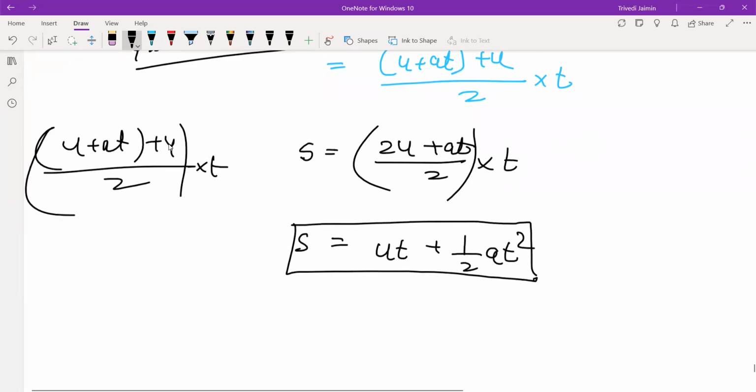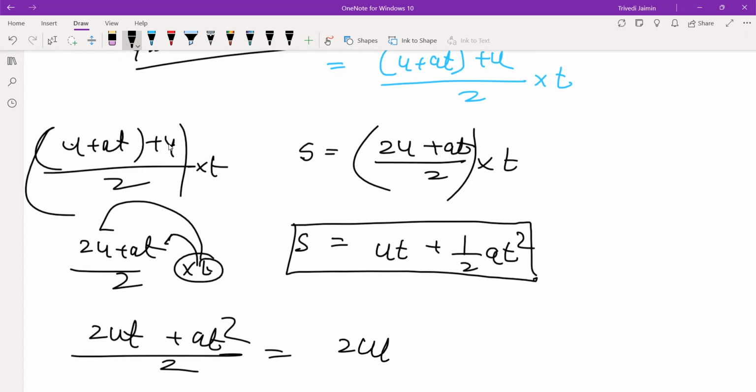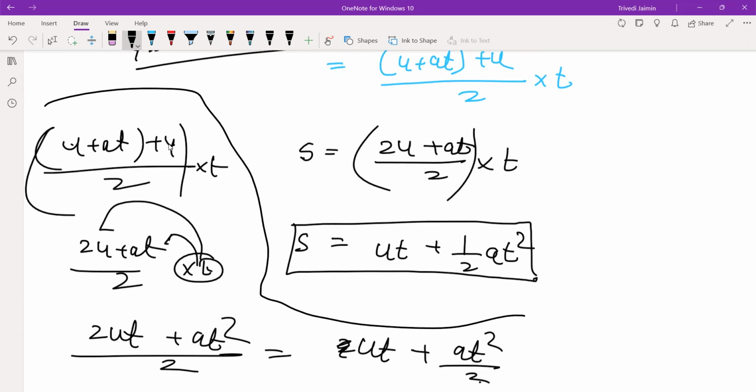This U plus U will be 2U plus AT by 2 into T. Let's multiply T inside here and here. It will be 2UT plus AT squared by 2. So it will be UT, sorry, 2UT by 2 is UT, plus AT squared by 2. Half AT square. Understood? So that is the half AT square.